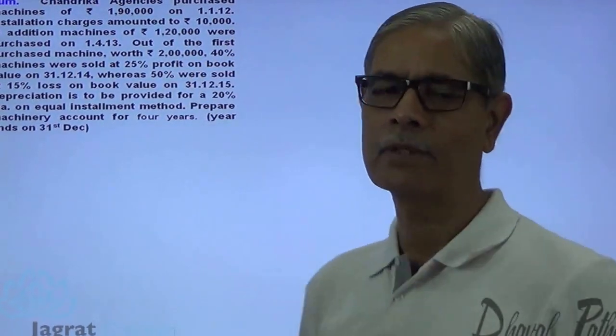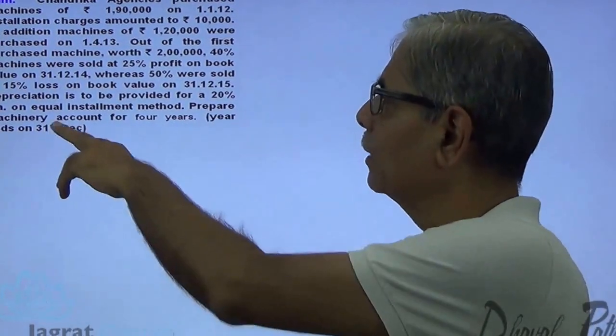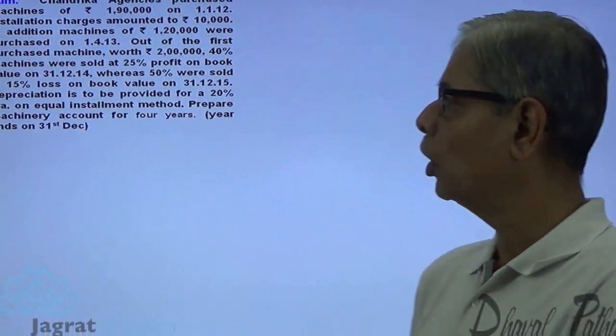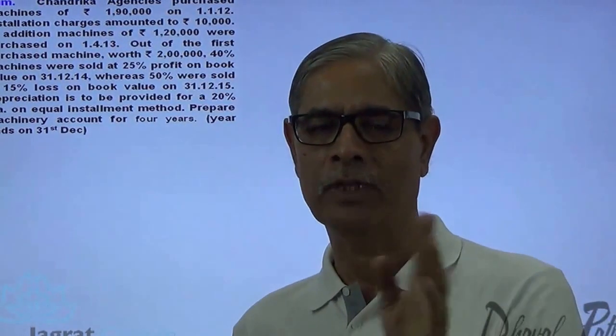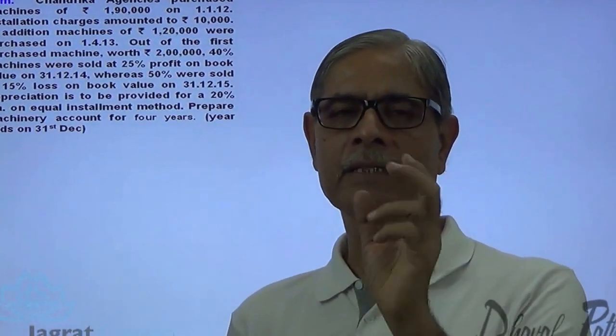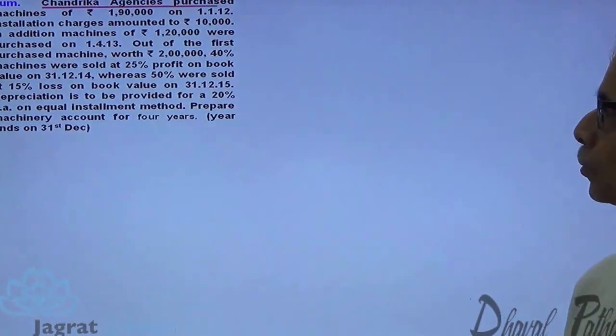Over and above, the other machine is purchased and that has been used till 31st of December 2015. On the basis of this, if I am required to prepare a working, these 2 lakhs will be bifurcated into 3 segments, 40%, 50% and 10%. And the machinery account will be prepared writing the total value. Just observe.